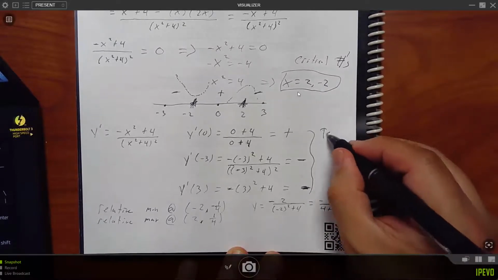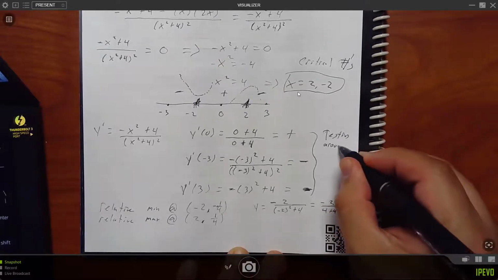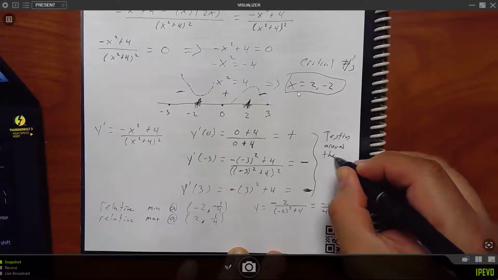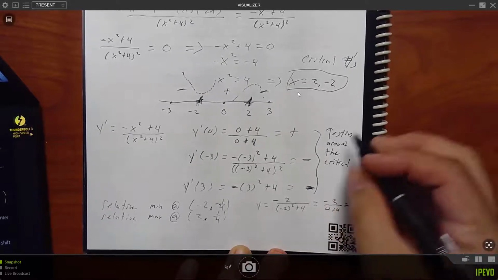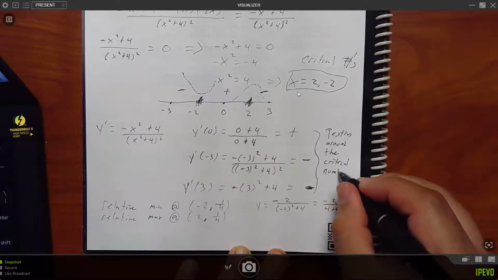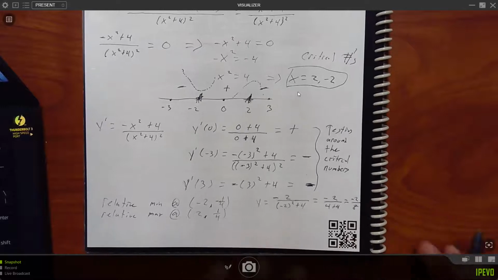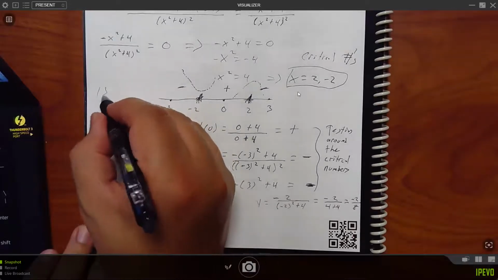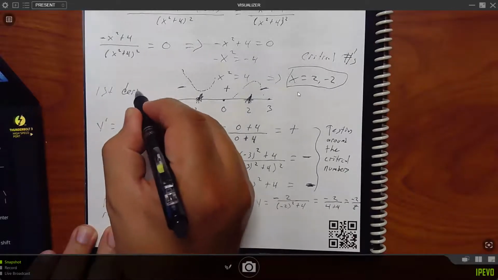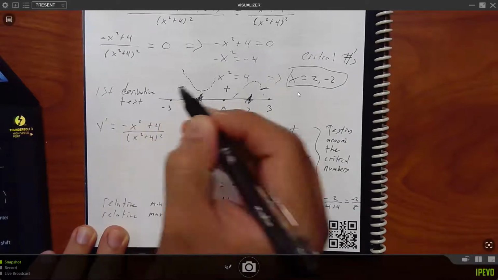Was testing around the critical numbers. Can't write in that corner. This is basically the first derivative test. So we did that there.